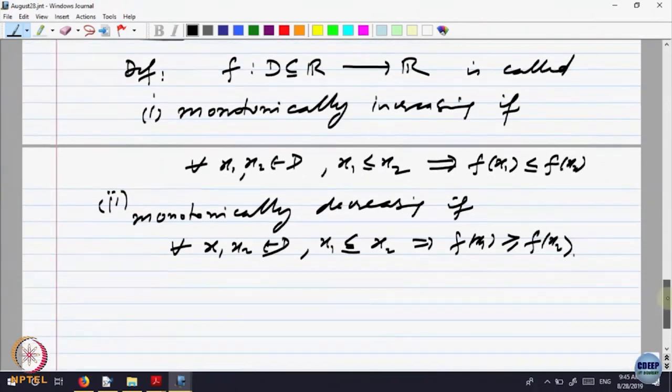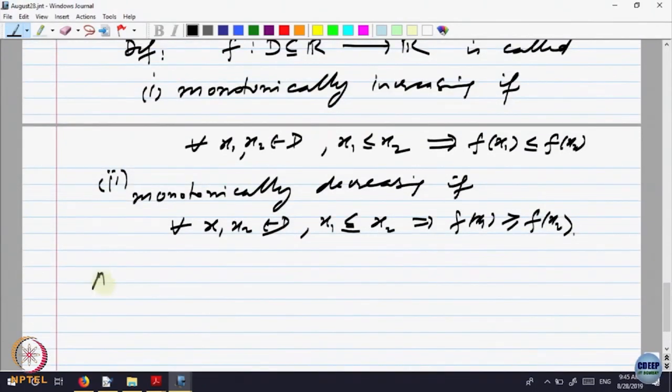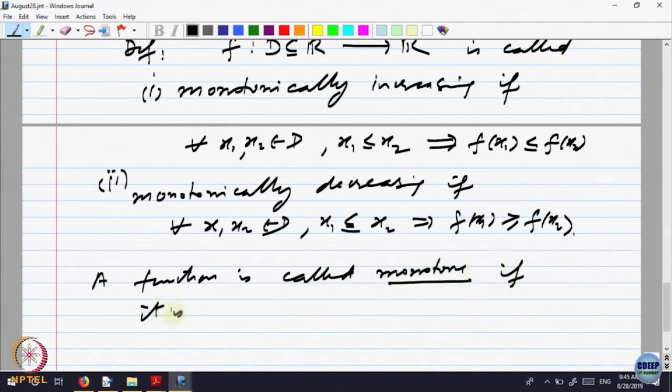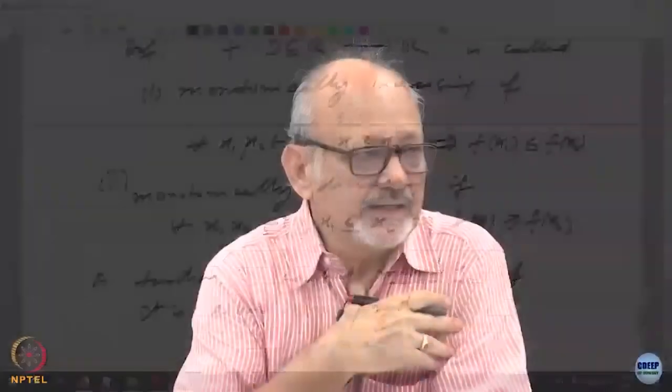Okay. So, a function is called monotone if it is either monotonically increasing or monotonically decreasing. We are not very particular whether it is increasing or decreasing. We are only interested in knowing that it is increasing or it is decreasing everywhere.